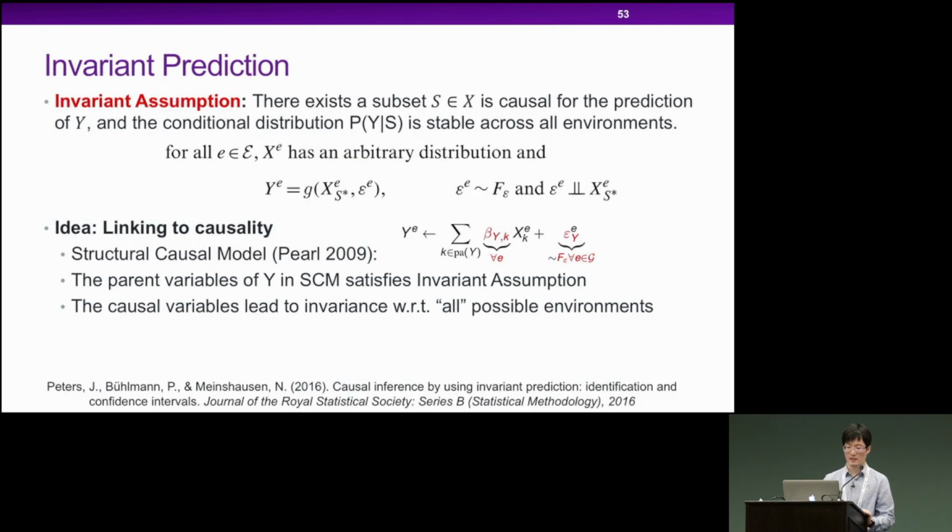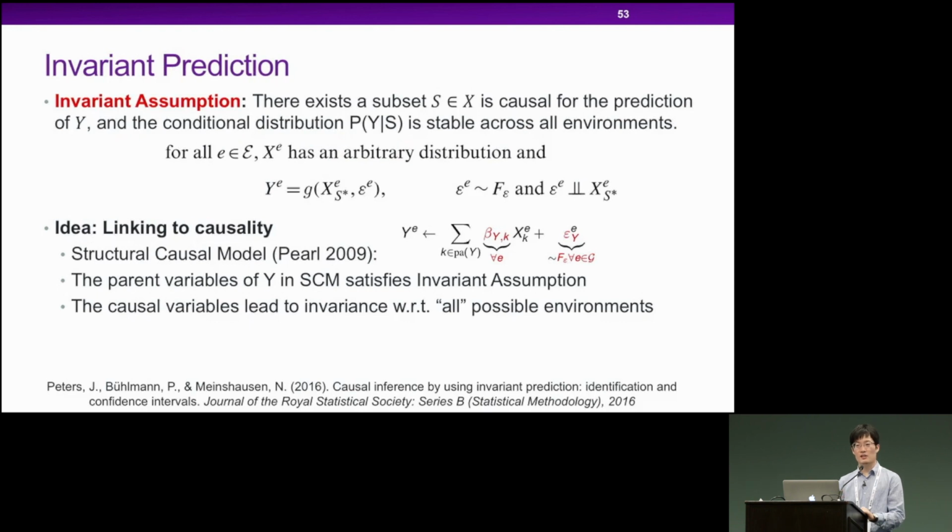That's the main logic. So the way to solve this problem, of course, is just trying to identify the causal variables for the outcome, and then we can resort to, for example, the structural causal model, right? If y is the outcome variable, then we can just use the parent nodes of y to predict y, right?